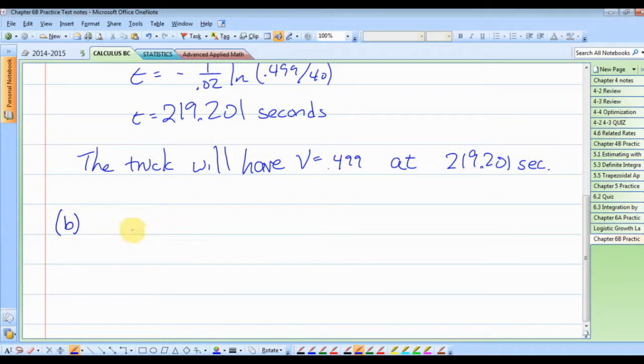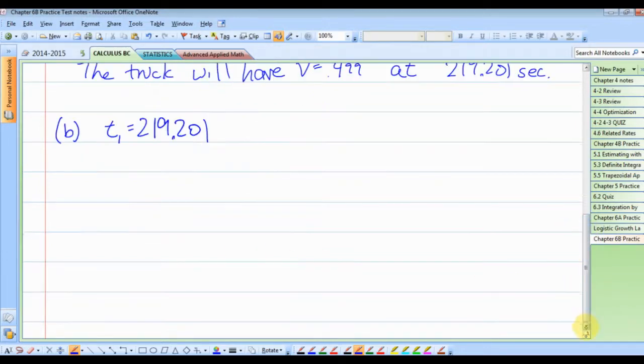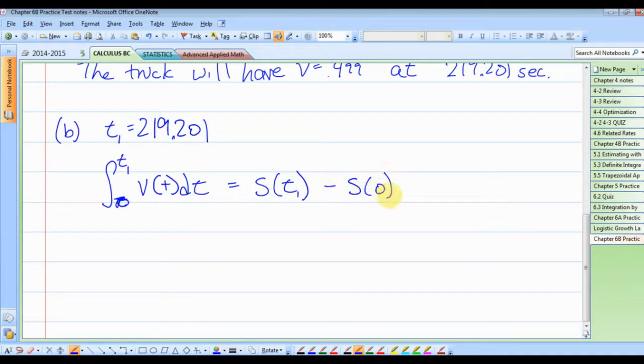Distance. Good, good. Okay, so what we're saying is, let's say T1 is equal to 219.201. I'm only saying that because I don't want to keep writing out 219.201. Math is a little bit about using symbols to make your life easier. So if I integrate from 0 to T1 velocity, that's going to give me S at T1 minus S at 0, right? And that's going to be equal to the change in position.